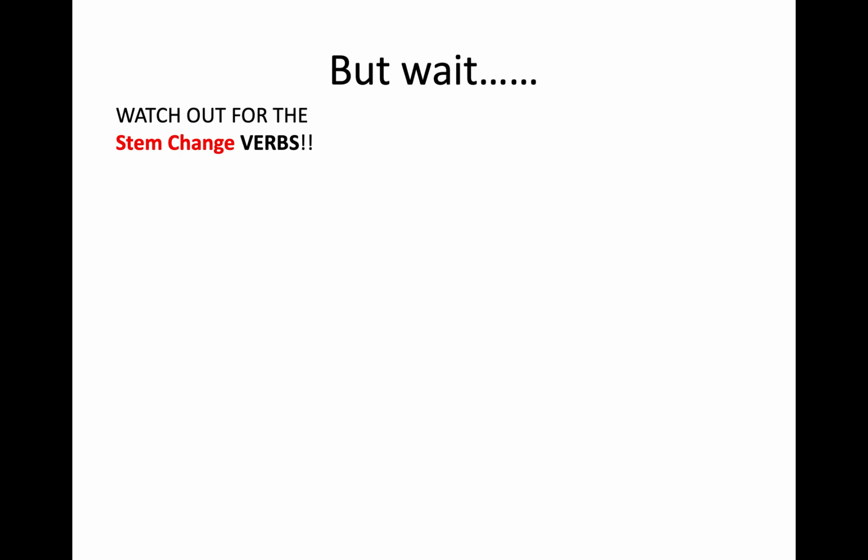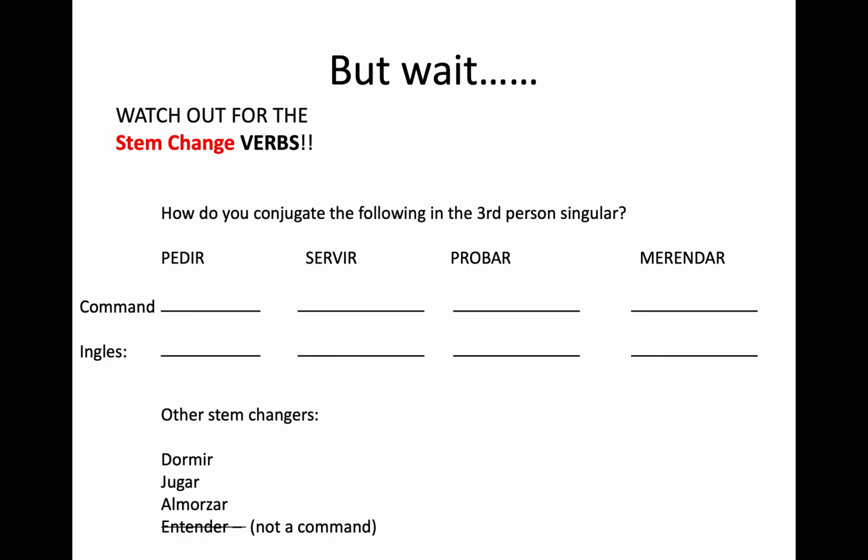But wait, watch out for stem change verbs. They're still going to stem change, okay? Remember our 3 types of stem changers. We have pedir, that's going to stem change E to I, because it's an IR verb. Servir, E to I. Probar, O to UE. And then this verb, merendar, this E is going to change to IE. Well, if you put it in the ella form, they're going to stem change. So the command form is going to stem change.